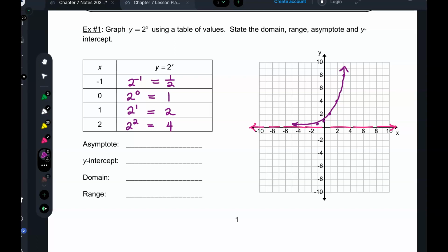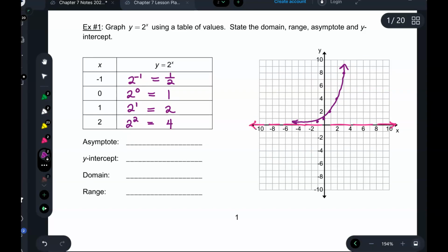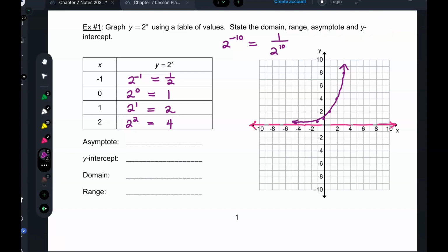So here it's getting closer and closer. If you draw it touching, that's okay. If you were to graph this on your calculator, it's actually going to look like it overlaps with the axis because it's getting so close. Imagine if I put in -10. That's 1 over 2 to the 10th. What's 2 to the 10th? A really big number? What is 2 to the 10th?